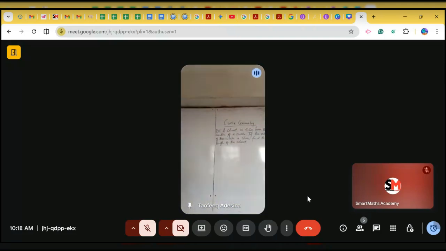The chord is 4 centimeters from the center of the circle. If the radius of the circle is 5 centimeters, find the length of the chord.